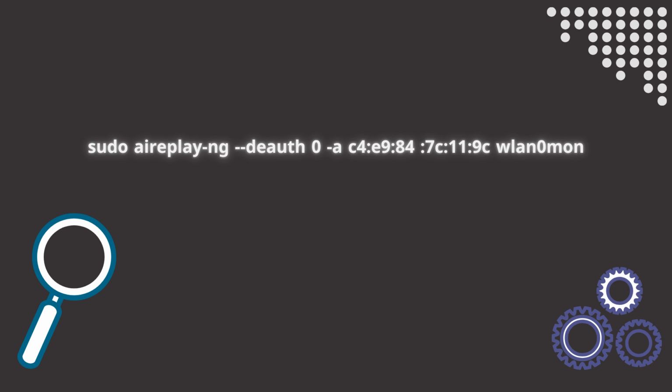Let me break it down. The --deauth 0 option means we are sending deauthentication packets continuously. The 0 means no limit, so it keeps sending until we stop it manually. The -a option specifies the BSSID or MAC address of the target access point. And wlan0mon is our wireless adapter in monitor mode.